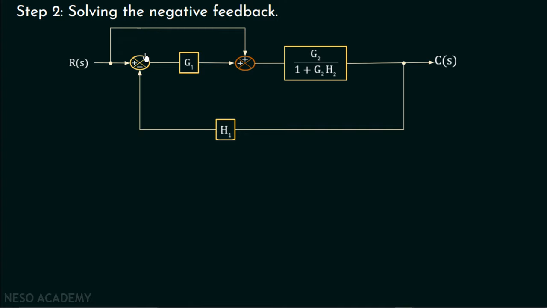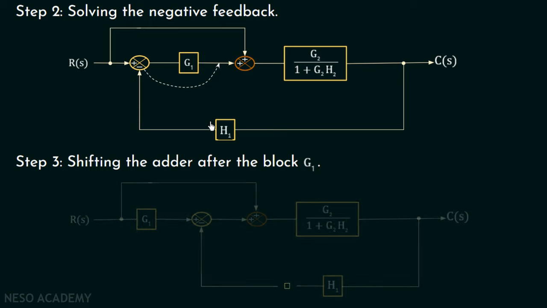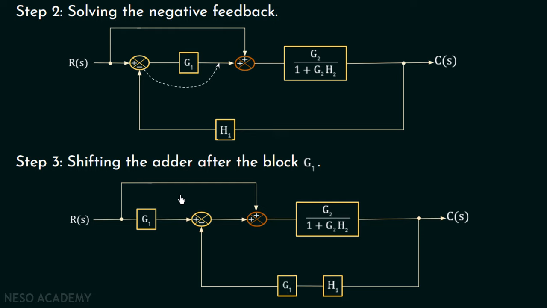So let us shift this adder to the right of this block and let's see what happens. So our step number 3 will be shifting the adder after the block G1. And from rule number 10 of block diagram reductions, we know that if we want to shift an adder after a block, then we need to multiply the gain of this block with this input. So if we shift this adder point after this block, the block diagram representation will look like this.